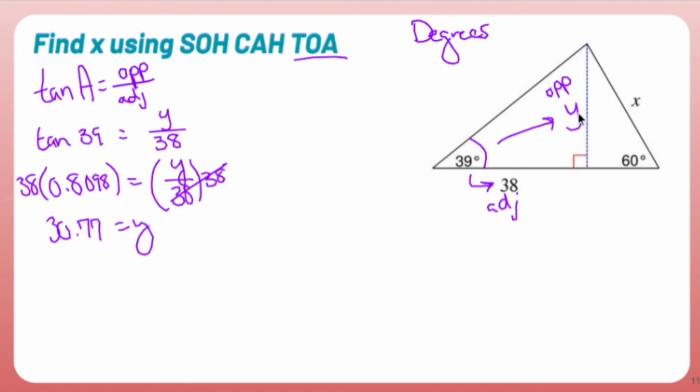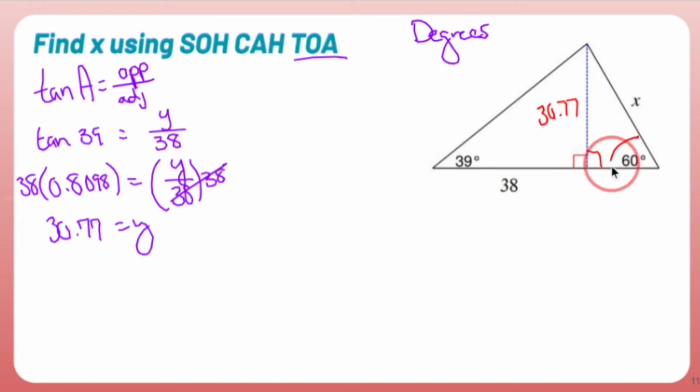Now, y is really not called y. I just called it y, so I'm going to get rid of it. And I'm also going to get rid of my words because I don't want to confuse anything. Okay. What I do know is that this is 30.77. I also know that this is a 30, 60, 90 degree triangle, but I'm not going to use that. I'm just going to use SOH CAH TOA again.